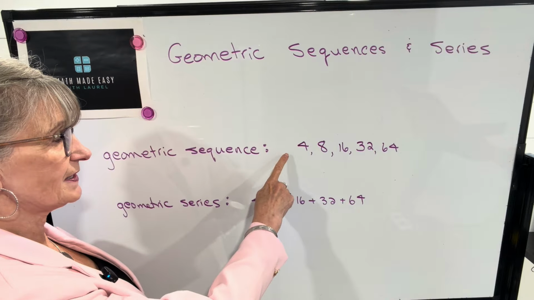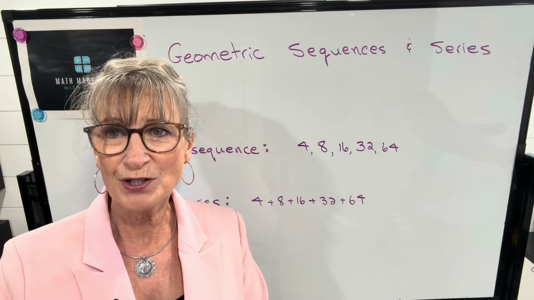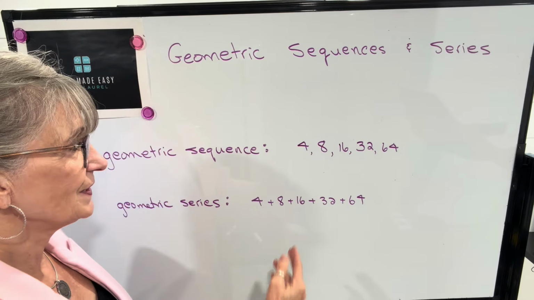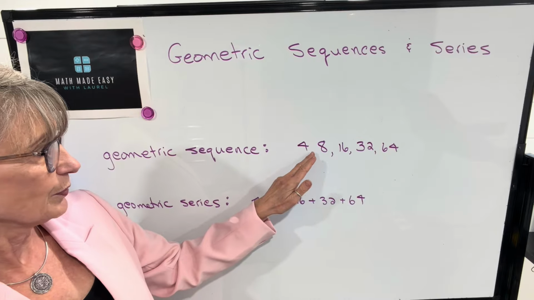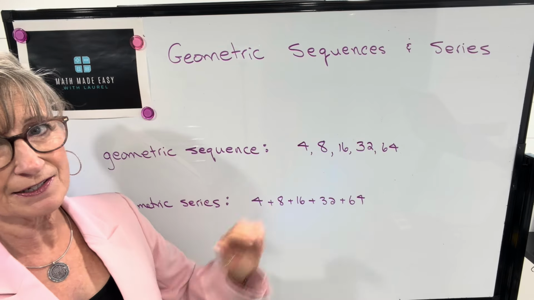And with geometric sequences, that pattern is based on multiplication and division. The ratio between two consecutive numbers is constant rather than the difference. So if you take a look at this example, each number is multiplied by 2 to get the next number. Then this is multiplied by 2 to get the next number, and so on.